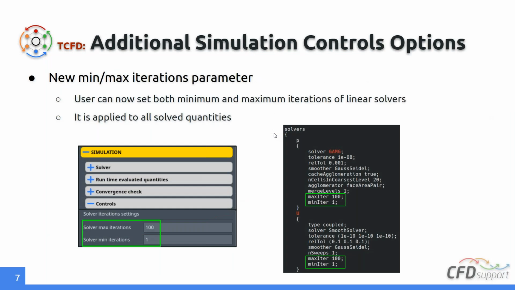Okay, the next feature is that we add some additional simulation control options. So we add the solver minimum and maximum iterations, which is connected to the maximum and minimum iterations of the linear solver for each quantity.